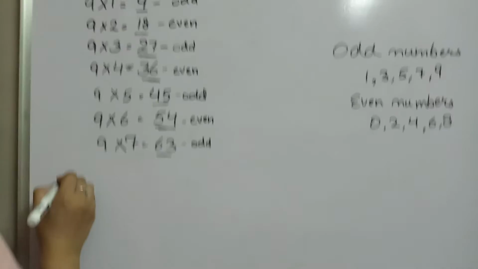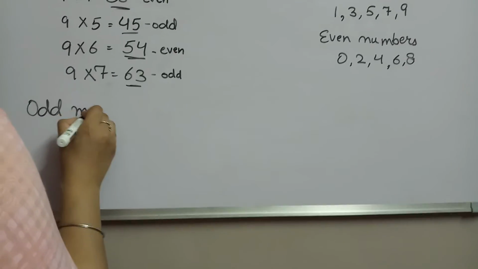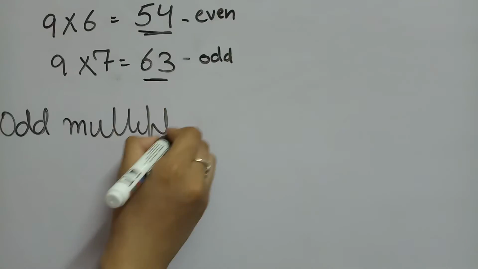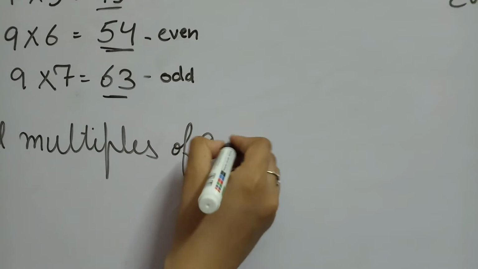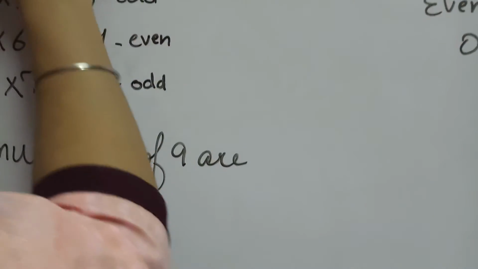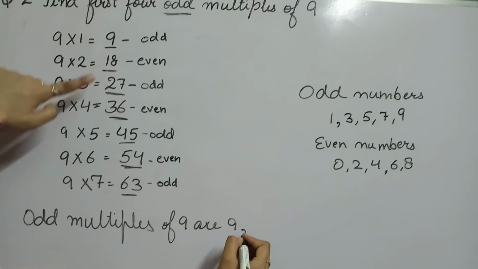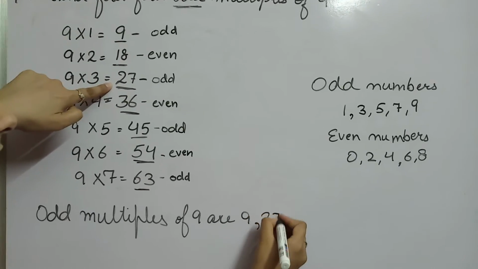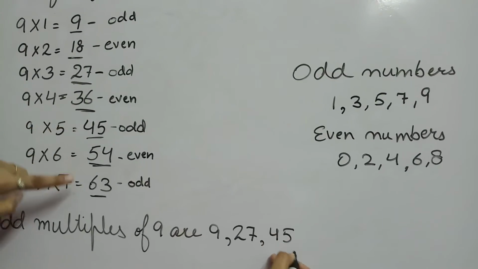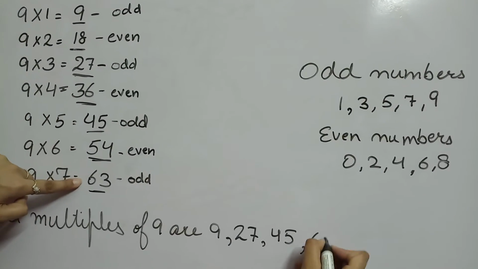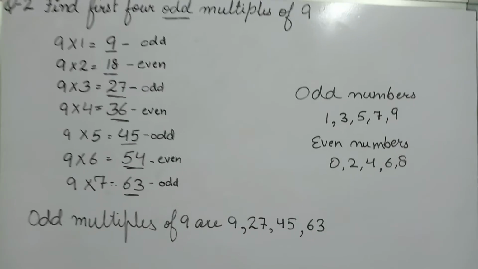So now we will write down here odd multiples of 9 are. Which are the odd multiples? 9, then 27, then 45, and the last one is 63. These are the 4 odd multiples of 9.